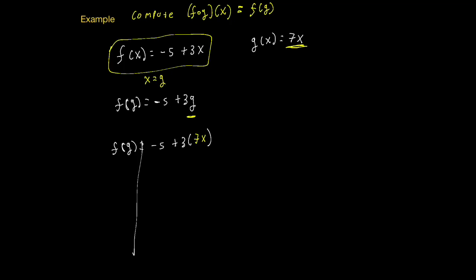Simplifying this, we're going to get negative 5 plus 3 times 7, which is 21x, and that's as far as we can go here, because negative 5 and 21x are not common terms. And that's it.